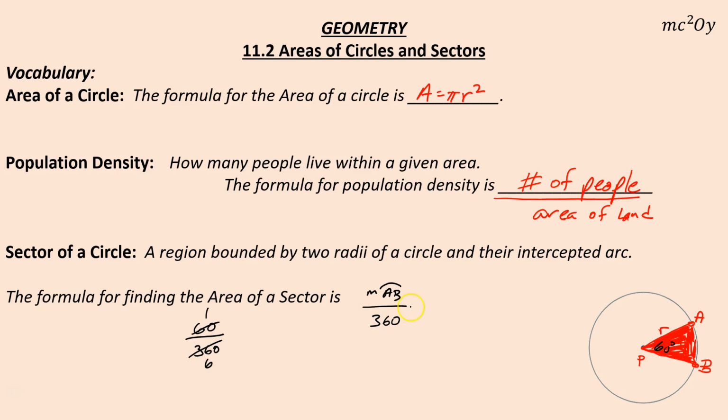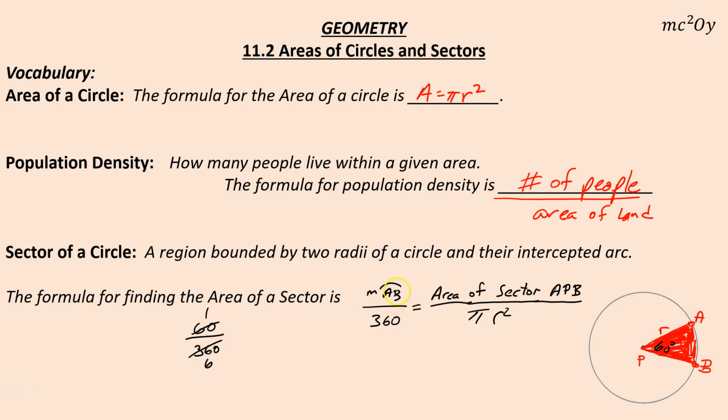And that's going to be equal to the ratio of the area of sector APB, so A to P to B, over pi r squared. So that would be equal to the area of this sector over the entire area of the circle.